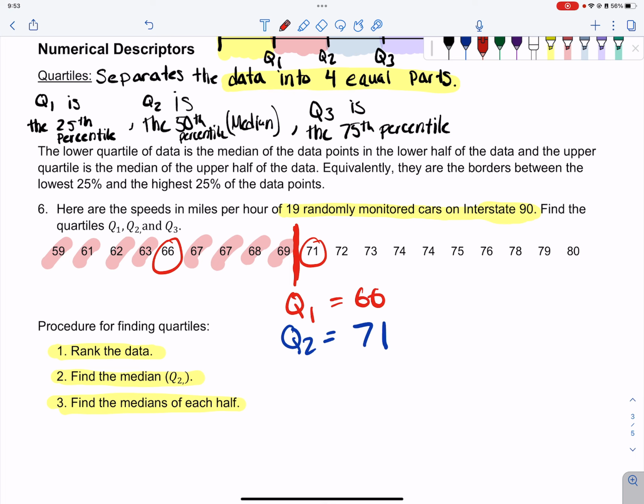Now I'm going to do the same thing with the upper half of my data set to find Q3. That means I need everything greater than my median, so I'm going to mark a line of everything above the median. And now let's find the median of that portion. And we get 75. So this means that Q3, the 75th percentile in this case, is actually 75. So that is essentially the process for finding the quartiles.